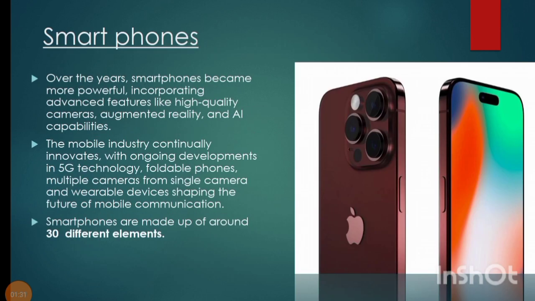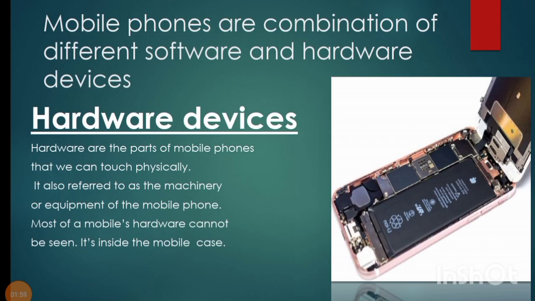Over time, mobile phones have been evolving and now we have smartphones. Over the years, smartphones have become more powerful, incorporating advanced features like high quality cameras and more. Mobile phone companies are developing ongoing 5G technology, foldable phones, multiple cameras, and wearable devices, shaping the future of mobile communication. Smartphones are made up of 30 to 40 different chemical elements. Mobile phones are a combination of different software and hardware devices.